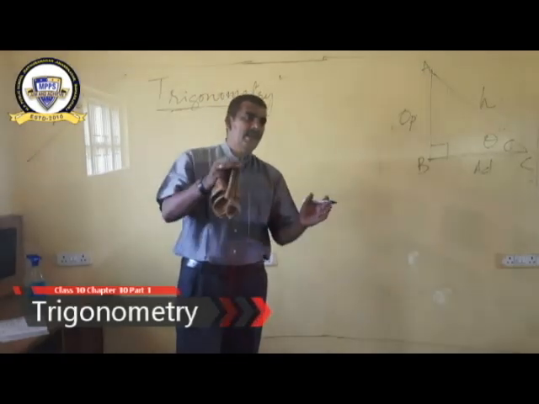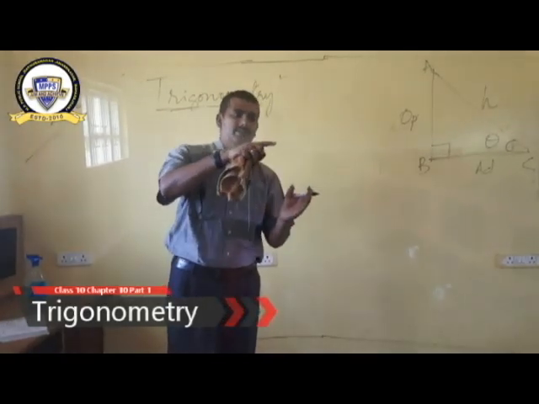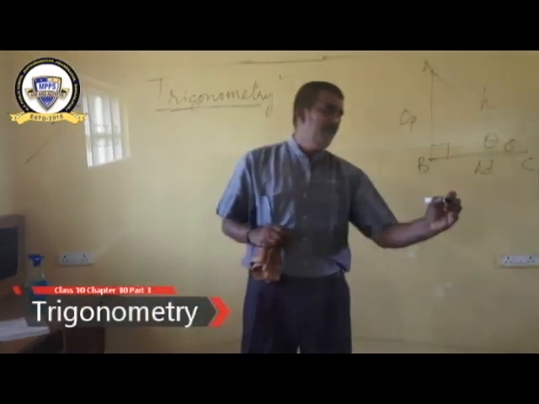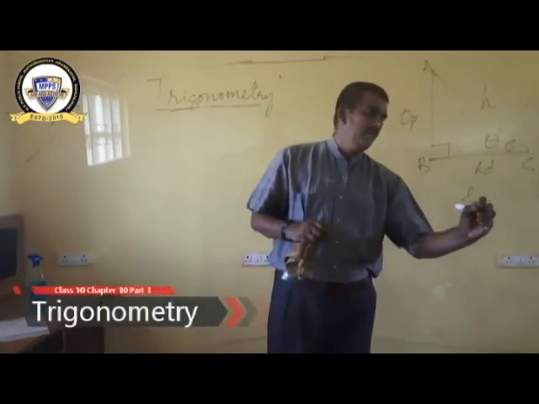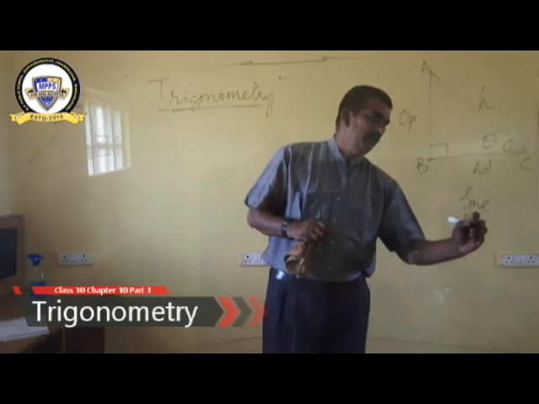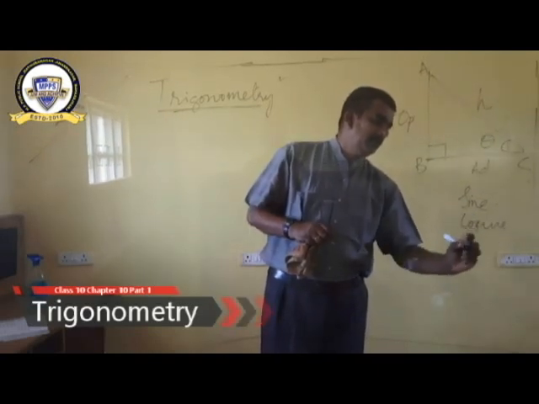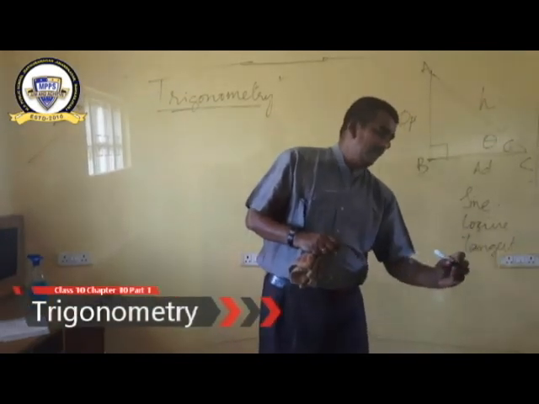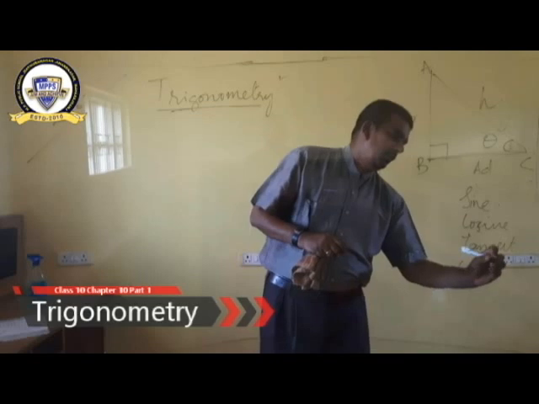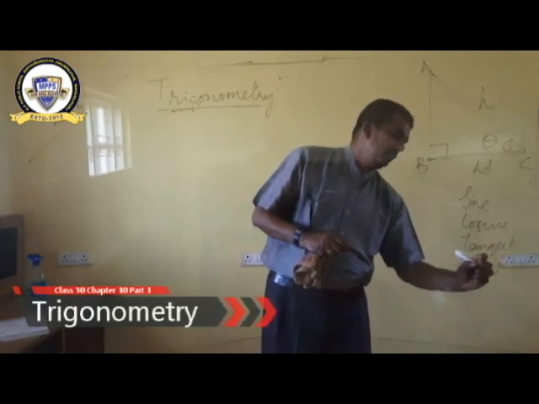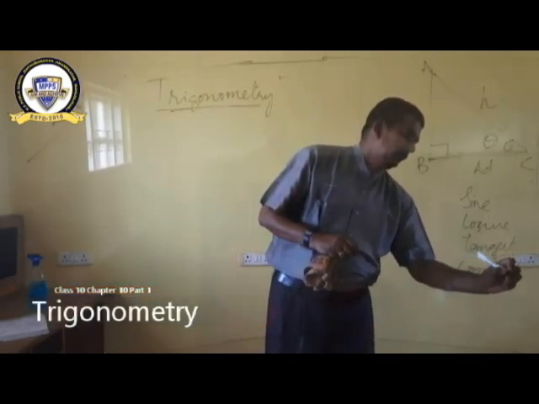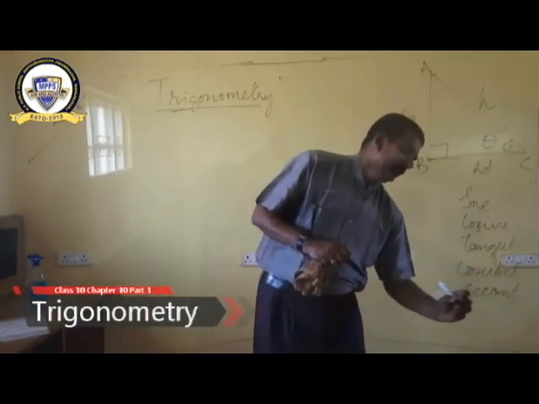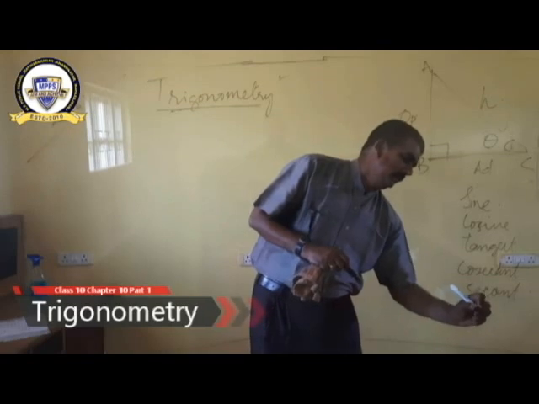That is the study of trigonometry. So first, there are six ratios over here. The six ratios are named sine, then cosine, then tangent, then cosecant, then secant, then cotangent.